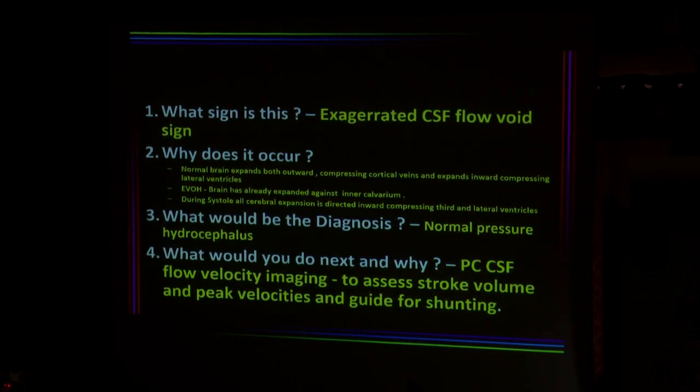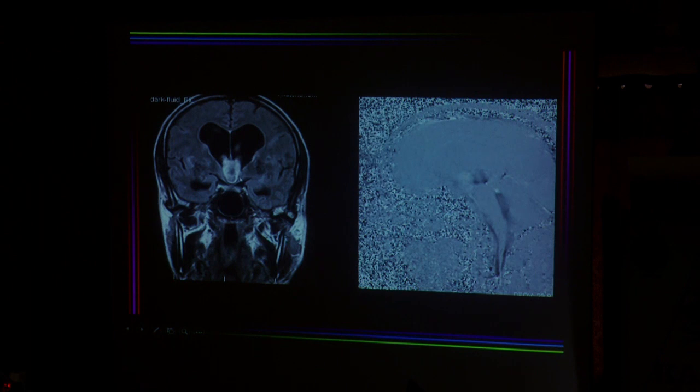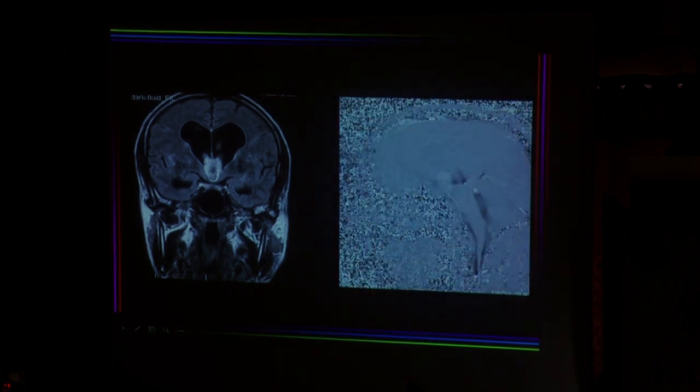So basically the CSF flow velocity imaging is used to assess the stroke volume and peak velocities and guide for shunting. So in NPH patients, you may also identify CSF flow artifacts in the third ventricle. That's the CSF flow velocity phase contrast sagittal image, that is the flow visualization.